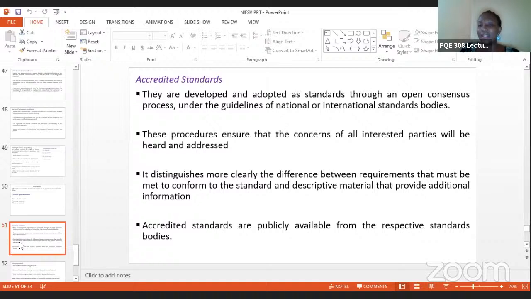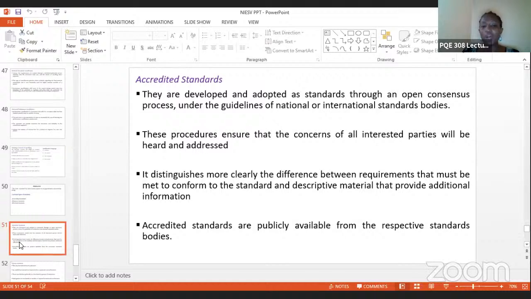So this accredited standard is backed by law. It was reached through consensus. Somebody didn't just wake up and say, okay, this is how we are going to be doing things. No, different concerned people, stakeholders were invited, they were heard, they were addressed, before they came up with a way or a standard of doing things. So this accredited standard is clearly stated, with requirements that must be met to conform to the standard, and descriptive material that provides additional information.